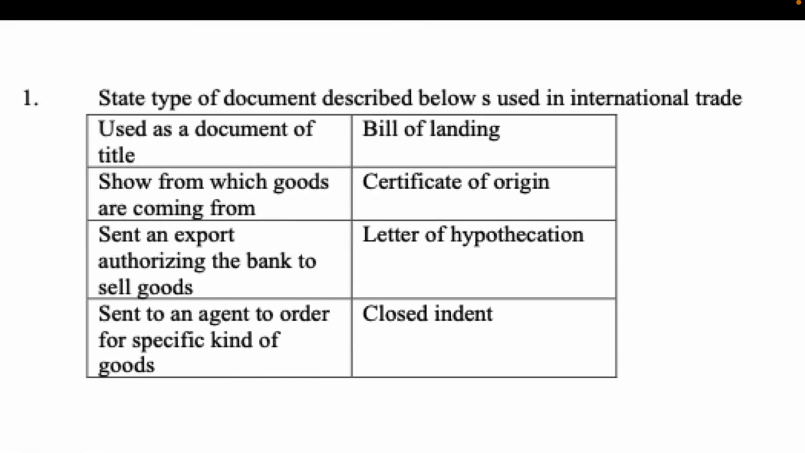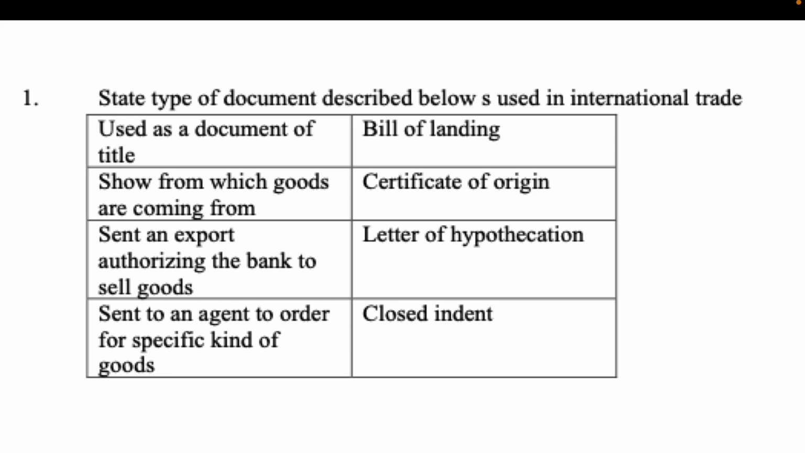Marking scheme. State the type of document described below as used in international trade. Used as a document of title: bill of lading. Shows where goods are coming from: certificate of origin. Sent by an exporter authorizing the bank to sell goods: letter of hypothecation. Sent to an agent to order a specific kind of goods: closed indent.